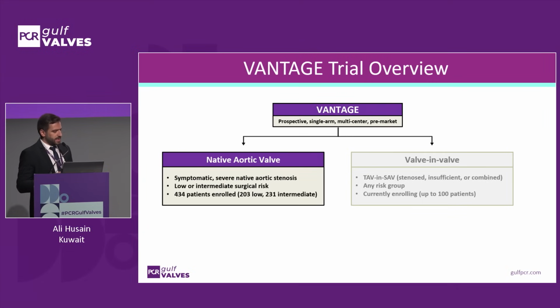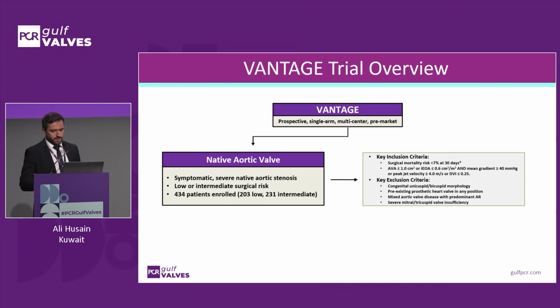So the Vantage trial is a prospective single-arm multi-center study looking at patients with severe symptomatic aortic stenosis who are at low or intermediate surgical risk. The trial enrolled 434 patients, around 203 in the low risk group and 231 in the intermediate group. There is also a valve-in-valve cohort that will be presented. The results of that valve-in-valve cohort are currently not available.